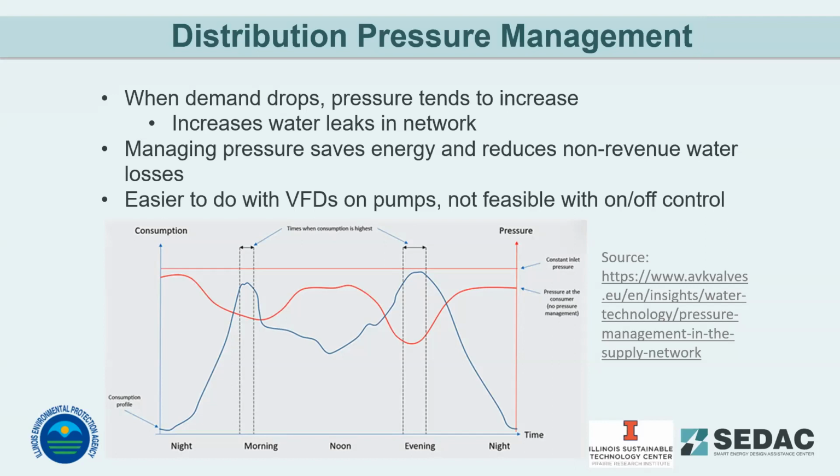So when the demand drops, pressure tends to increase and increase water leaks in the network. One of the things about this too is that if your infrastructure is not good quality, having these items being leaked out is obviously a big waste. When you've already treated water and you're sending it somewhere, and now you're losing it, that's energy savings that, if you had it stay in your system, that's good. So you obviously want to manage your pressures so that you don't have the water leaking out, and you can easily do this with the VFDs on your pumps.